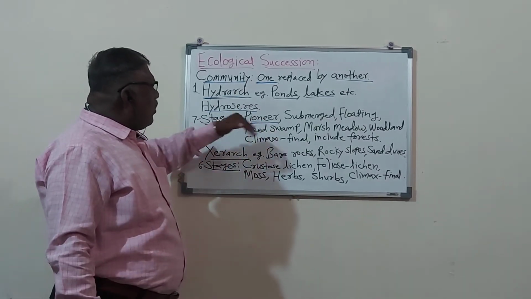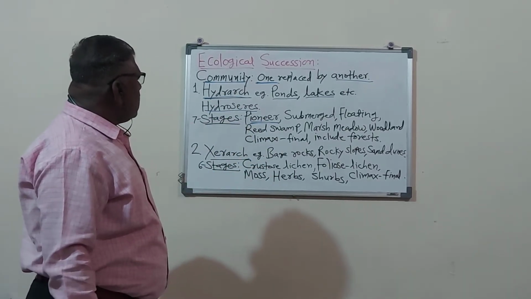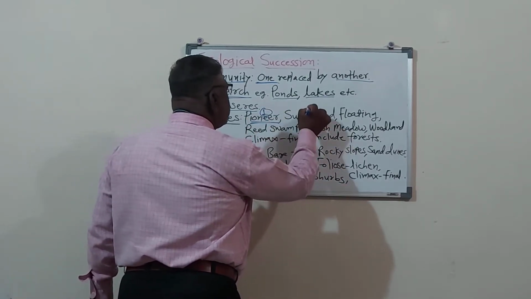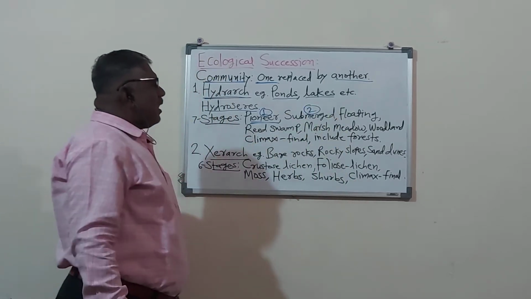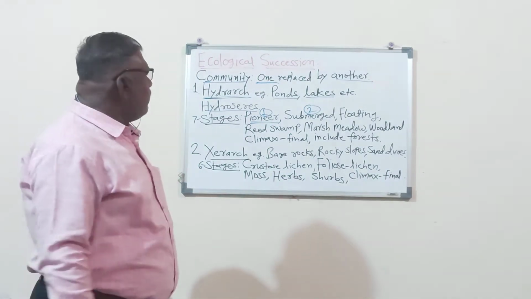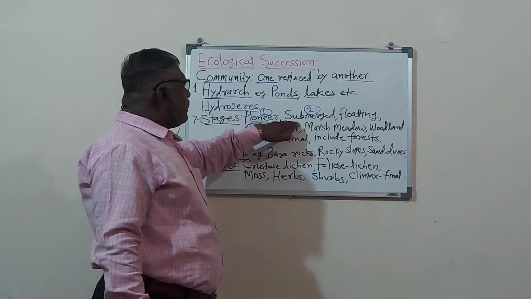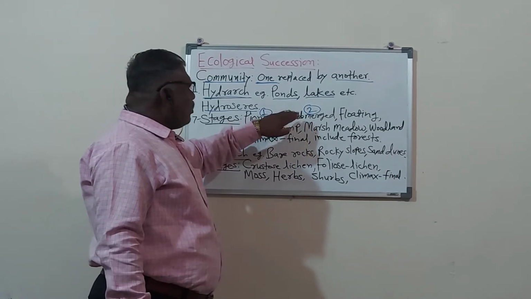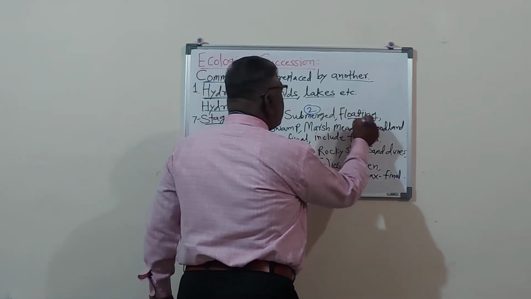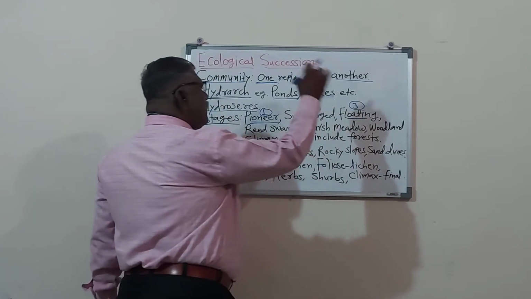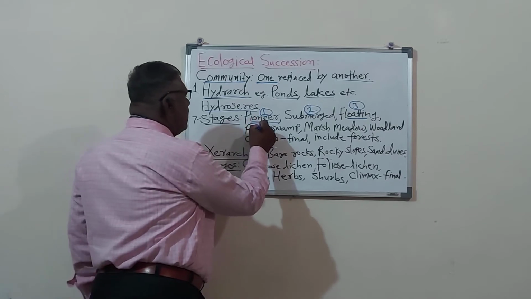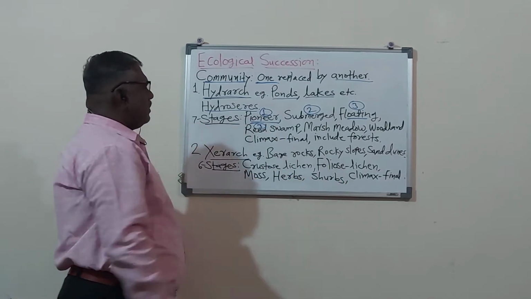After this pioneer stage, the second stage is the submerged stage. Submerged weeds, aquatic weeds are there. Now this community is replaced by another community, the floating community, that is the third stage. Similarly, the floating community is replaced by the reed swamp stage, another stage.